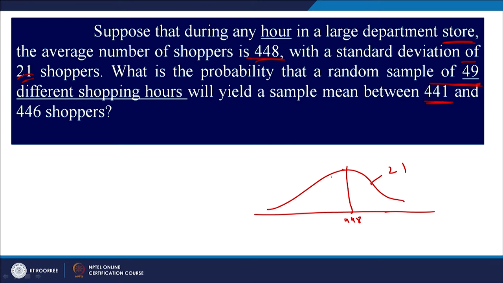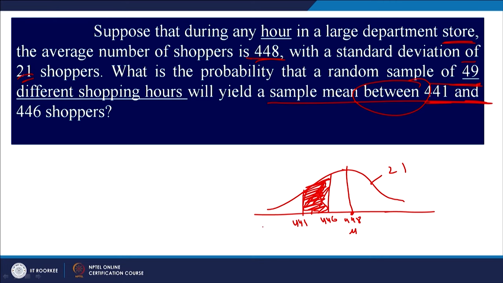So 441 and 446. This is 441, this is 446, and this is 448, which is the mean. So first of all, what do we have to find? We have to find this area, because the question is: what is the probability that a random sample of 49 different shopping hours will yield a sample mean between 441 and 446? This is what we want to calculate.